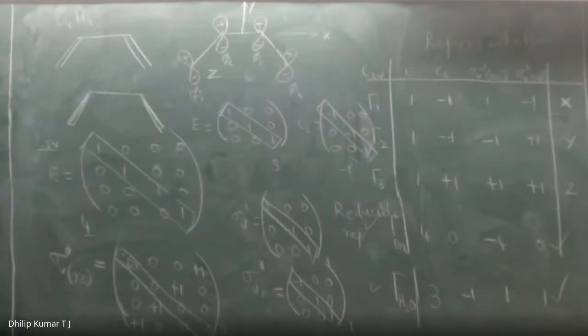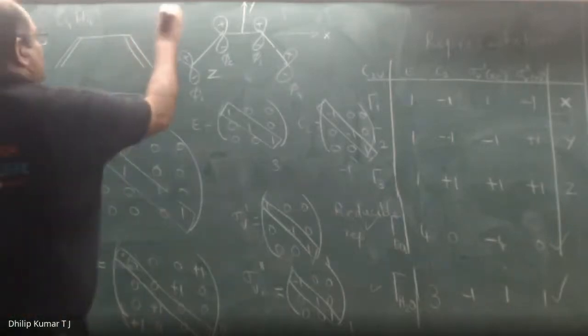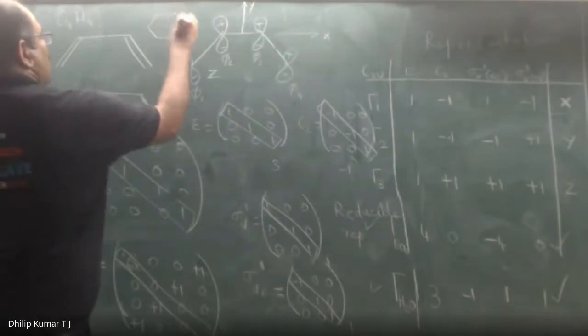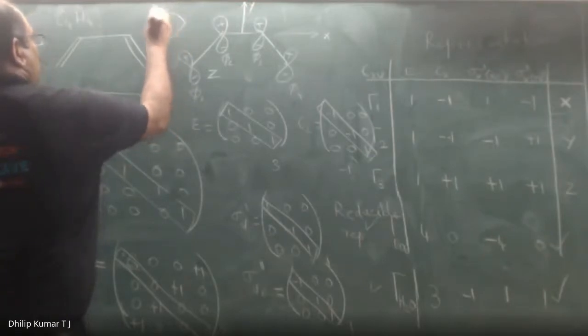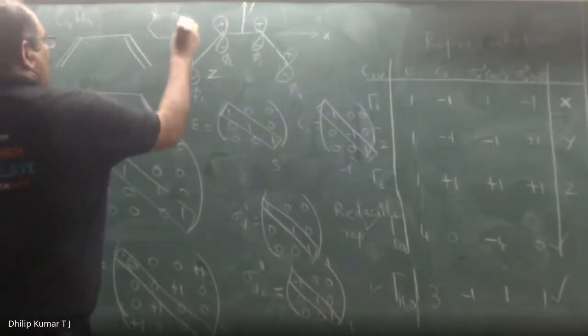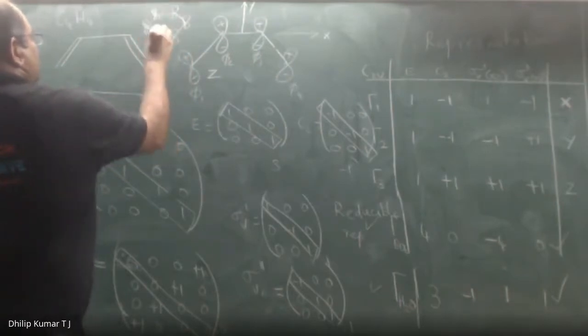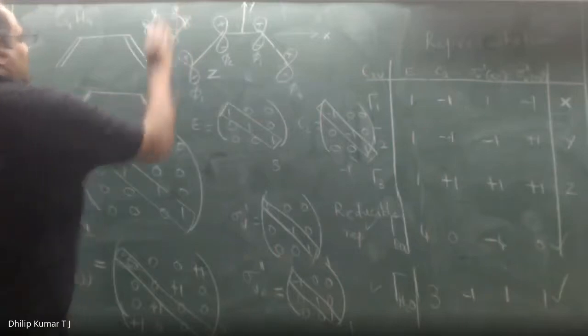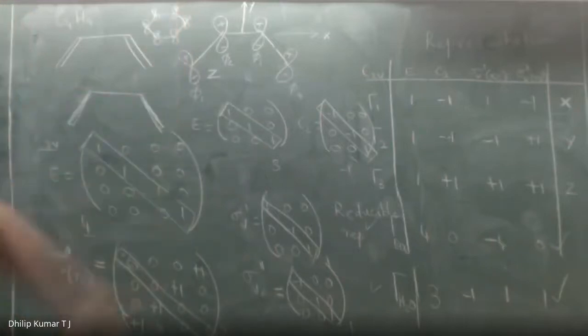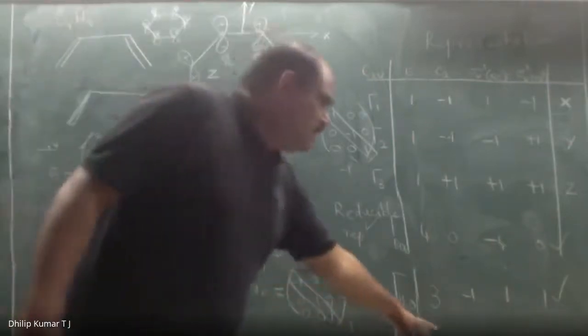If you take, say, the benzene molecule, you will have 6 pi orbitals, so here you will get a 6 by 6 matrix. The dimension of the reducible representation will start from 6 for benzene.